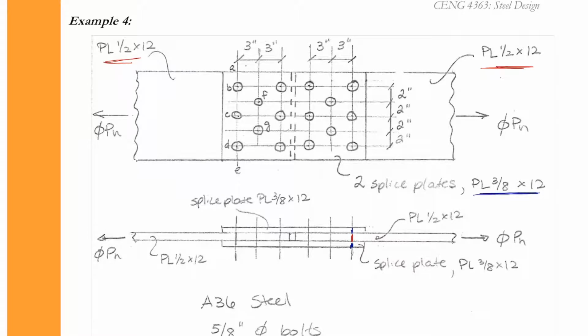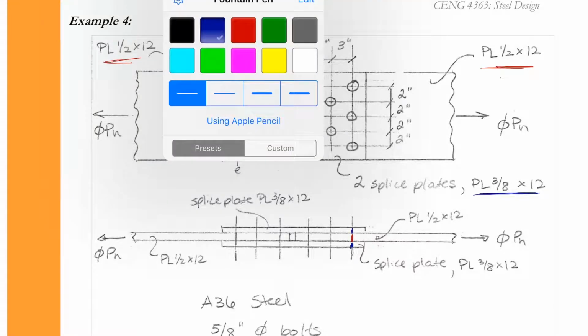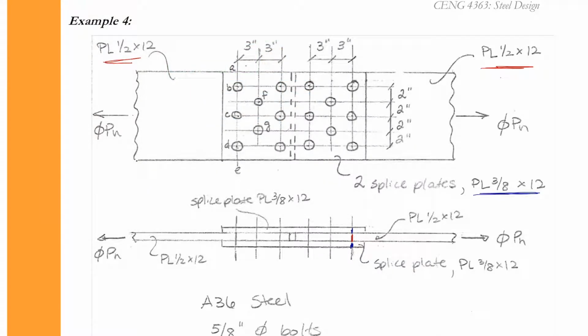Then this 1/2 by 12 inch member over here is separated from this one, and you can see that separation. There's a little bit of a gap in here, so just make sure we know that this is a hole or a gap. So the forces are traveling through the plate, then through the splice plates to the plate on the left. All right, so everything is denoted.